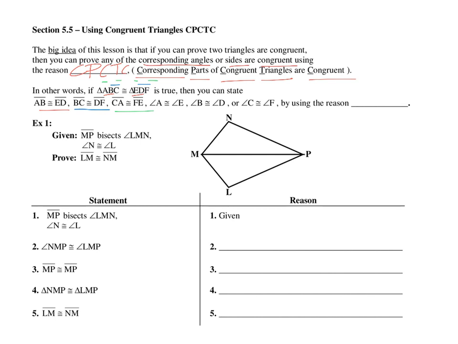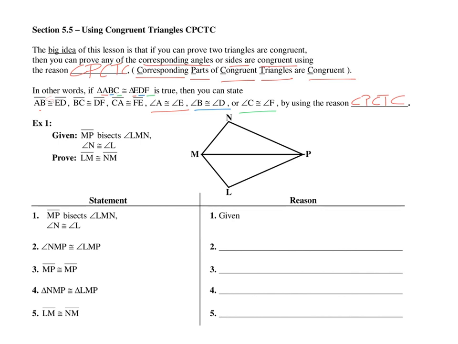Okay, let me erase this for a second so I don't have too much stuff in the way. All right, and also A is congruent to E, B is congruent to D, and C is congruent to F. By using the reason CPCTC.